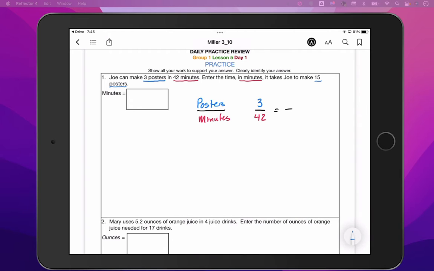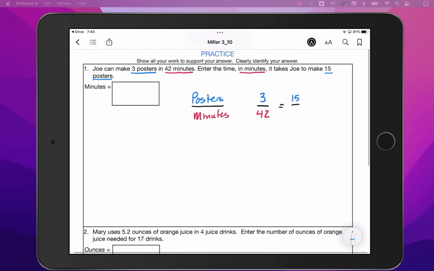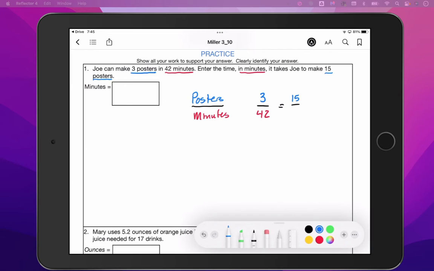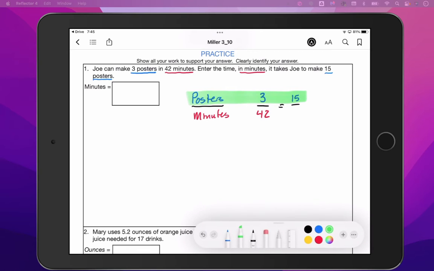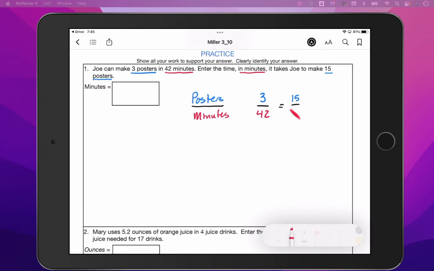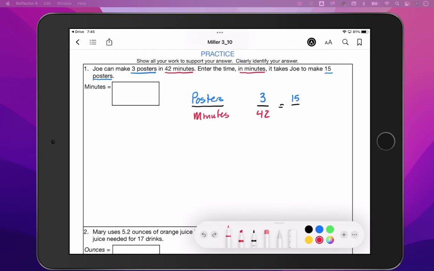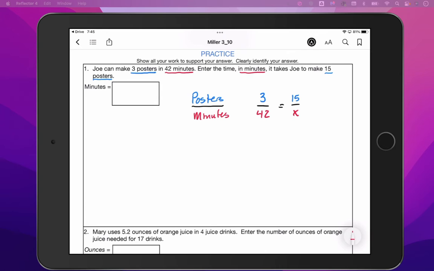So enter the time in minutes it takes Joe to make 15 posters. And so even though we said posters second, we have to make it match its location with where it should be. So again, all of these across the top will be posters. So 3 posters, 15 posters, everything gets matched by its label. And then the number of minutes we are looking for, we don't know. So that's our x value.